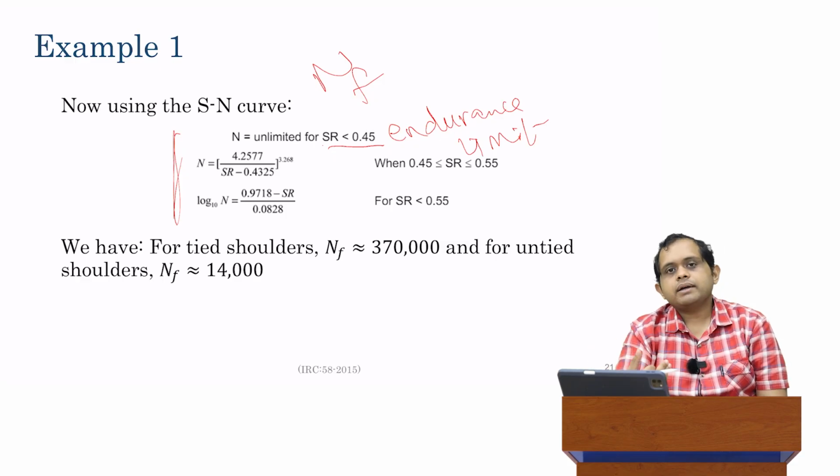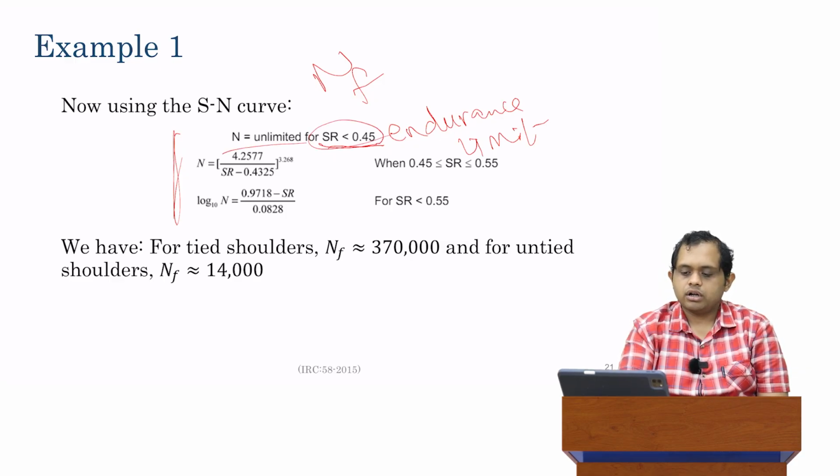And so there are many different types of SN curves. I had given an entire lecture on that. Sometimes you have it, sometimes you don't. The IRC 58 SN curve does have it. So you can do the calculation. Our stress ratios are definitely above 0.45, so we don't have an infinite number of repetitions. But for the other two, you can go ahead and do the calculations.